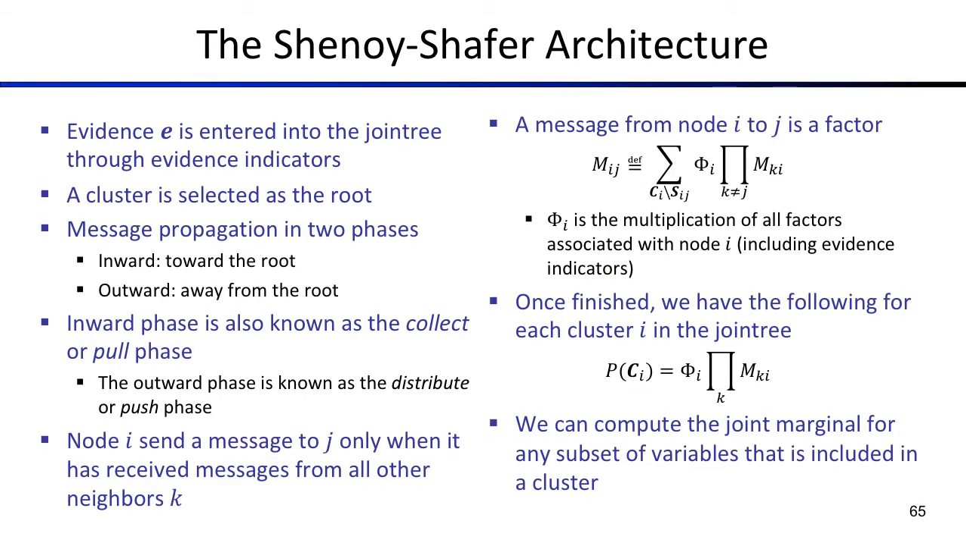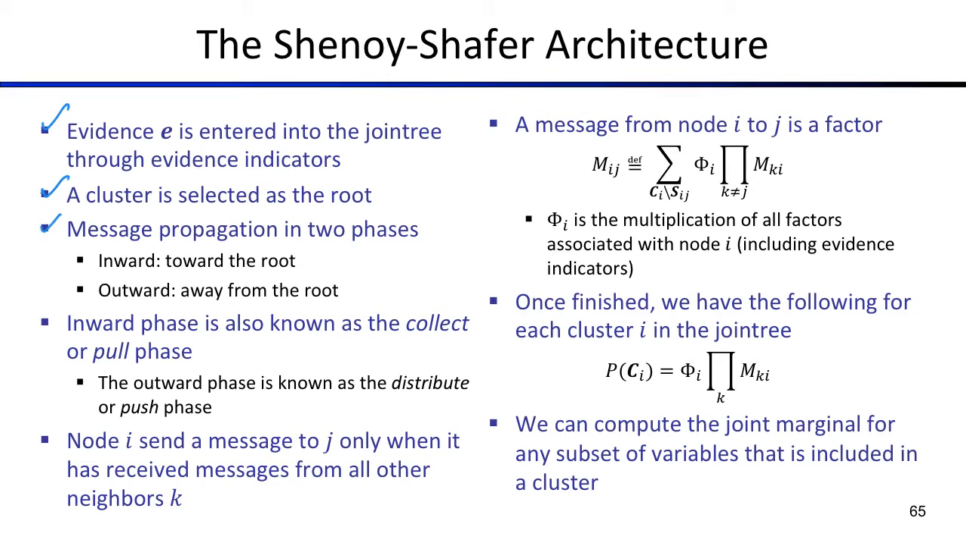So this is the Shenoy Schaffer architecture, and it's basically the procedure that we have used so far. It's very similar to what we have discussed. Let's take a look at this slide and check if you have understood everything. The first thing that we do is set evidence, entering into the Jointree the evidence indicators. We just select the clusters that mention the variable that we have evidence about, and we insert the evidence indicators in those clusters.